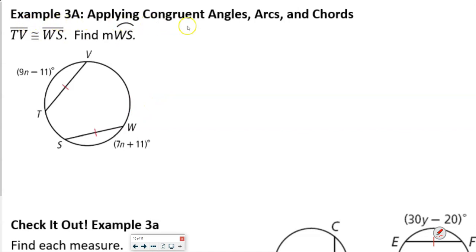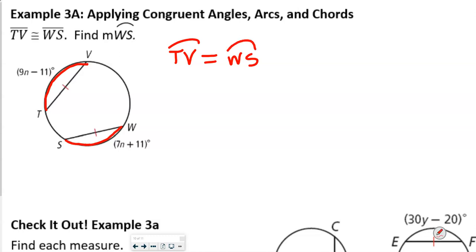All right, so in example 3, it says applying the congruent angles, arcs, and chords. So it says here, arc TV is congruent with arc WS. So what does that tell us about the measure of arc WS? So here, it's asking us for this arc, and don't we know that this arc is congruent to that arc? We do, okay? So what we're going to say is arc TV is going to be congruent to arc WS, right? Whoops, let's make that an arc symbol.